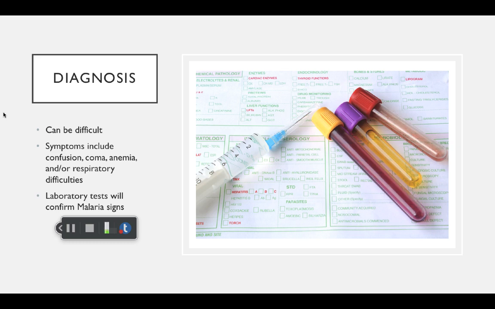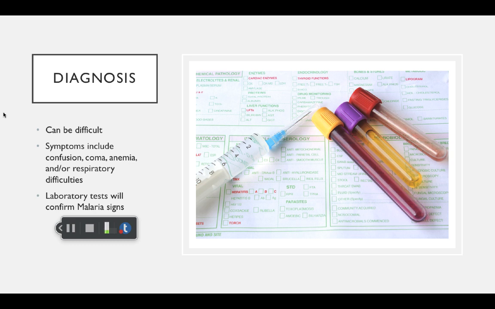Clinical diagnosis is based on the patient's symptoms and on physical findings at examination. In severe malaria, like one caused by PfEMP1, clinical findings are more striking and may increase the index of suspicion. These symptoms include confusion, coma, neurologic focal signs, severe anemia, and/or respiratory difficulties. Laboratory tests will always confirm any signs of malaria.